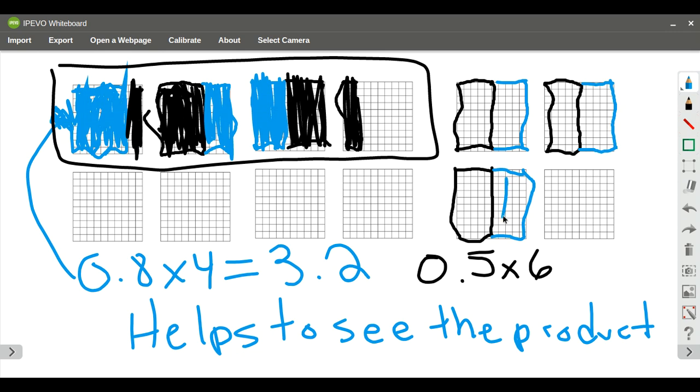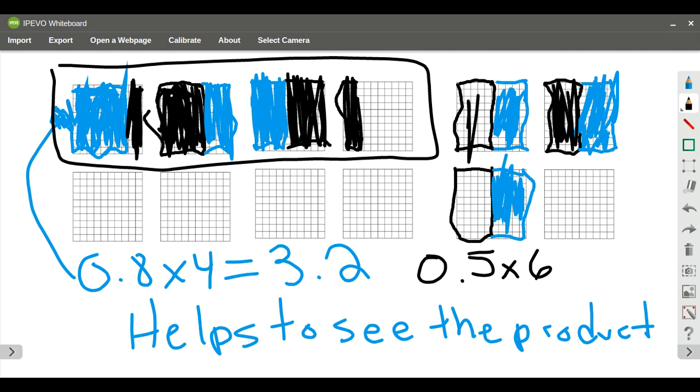So when I get these shaded in, and I take a look at what I have completely shaded in, my answer is going to be, right now I have 1.5 shaded in the blue. And then I have 1 completely shaded in, 2 completely shaded in, well, not completely shaded in. Yours will be completely shaded in. 3 completely shaded in. So I have 5 tenths multiplied by 6 is going to be equal to 3.